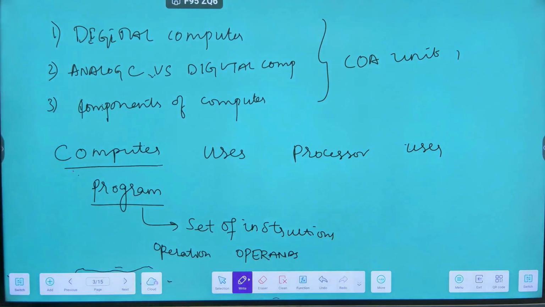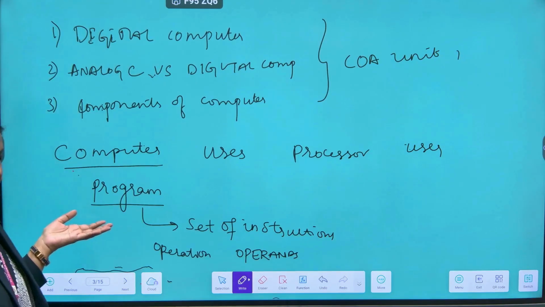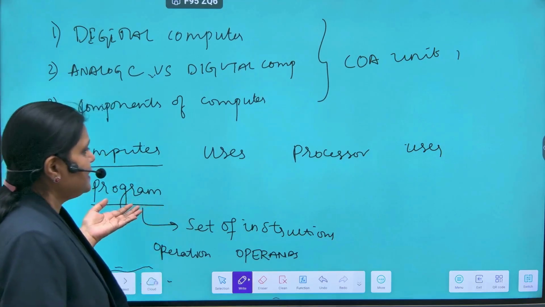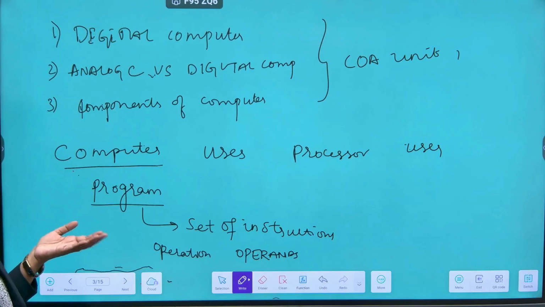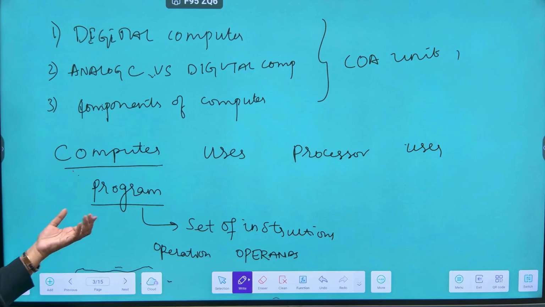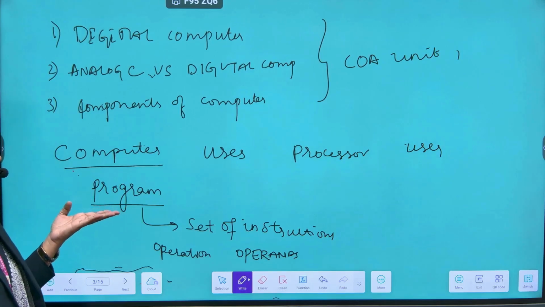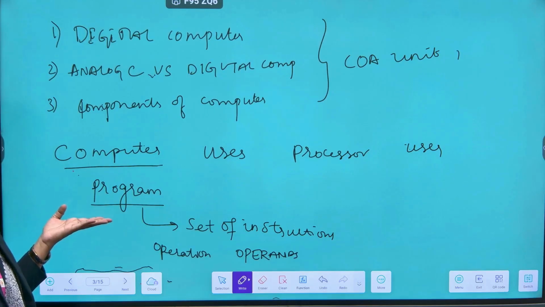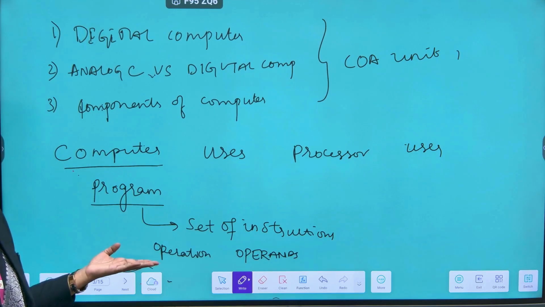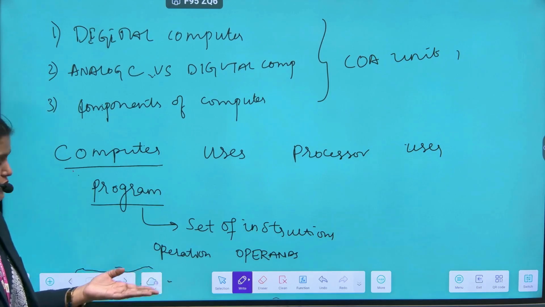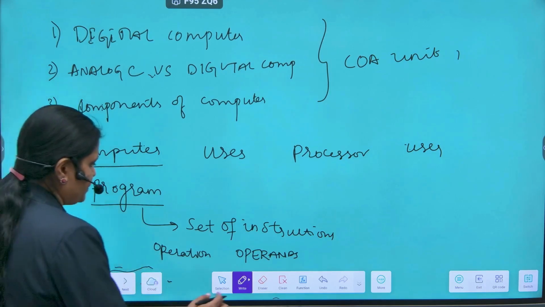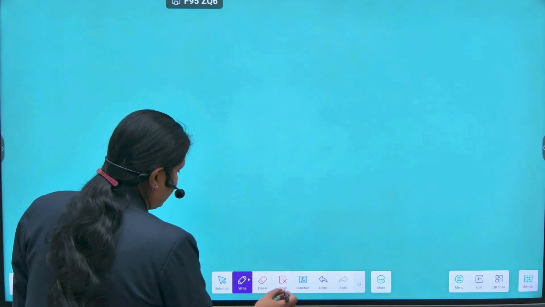So this is about computer in brief. Computer is an electronic device. It takes input from the user, processes the input and gives output back to the user. A program is how we interact with the computer in the language that it knows. A program is a set of instructions, and each instruction consists of operands and the operation to be performed. This is about computer. Now let's look into the block diagram of computer.